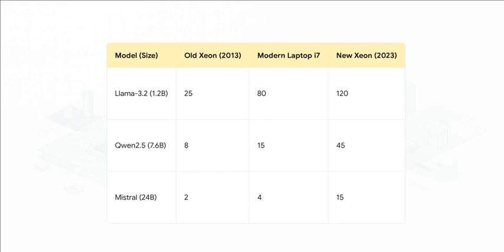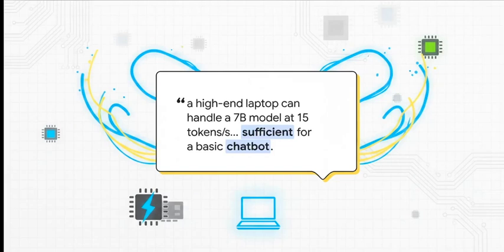And what's wild is that even on that old 2013 chip, a pretty decent 7.6 billion parameter model is chugging along at 8 tokens per second. On a modern laptop, you're getting 15. That is absolutely fast enough for a real-time conversation. This is the new reality.